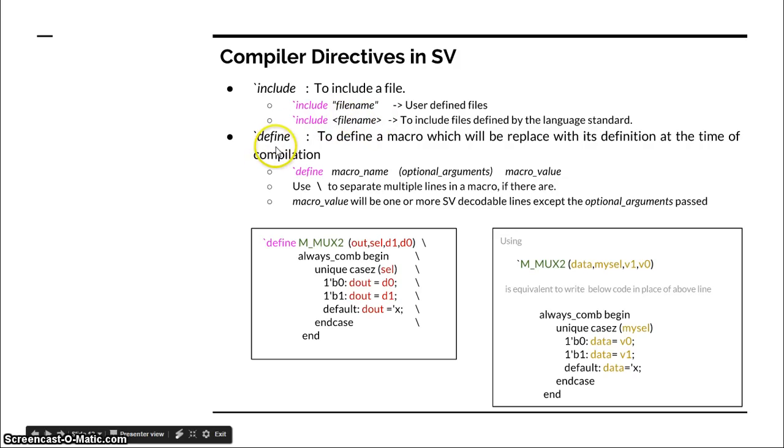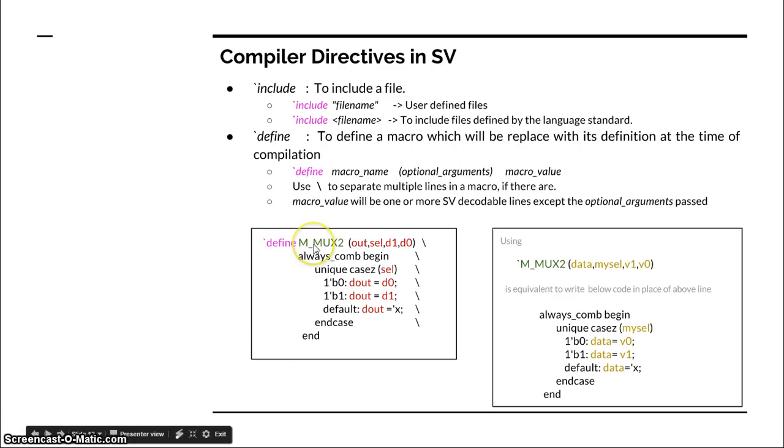`define is used to define a macro which will be replaced at the time of compilation. So this is the syntax: `define, macro name, optional arguments, and the macro value. If there are multiple lines within the macro value, use a backslash symbol to separate them. So we'll see an example here.